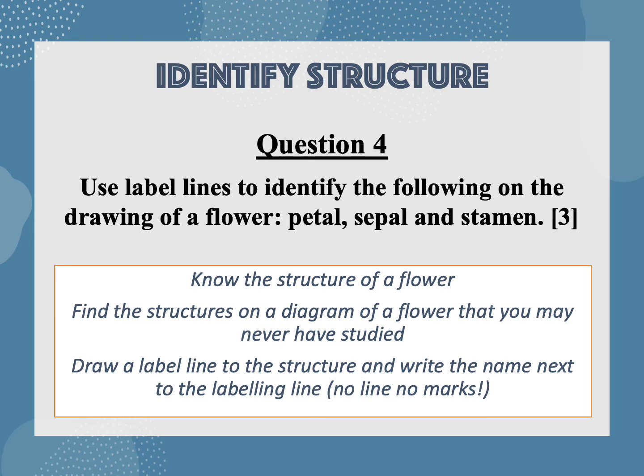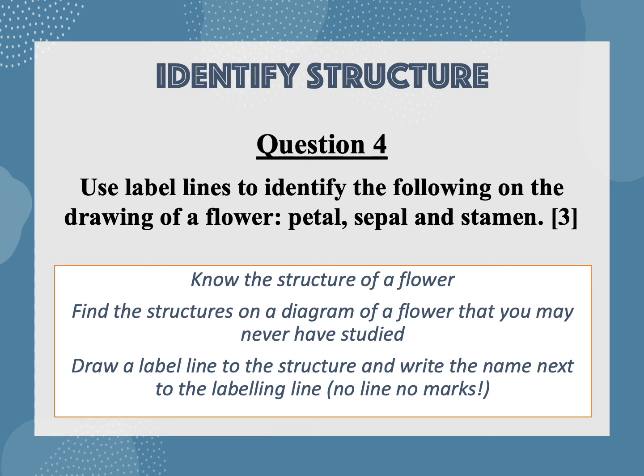Use the label lines to identify the following on the drawings of a flower: petal, sepal, and stamen. 3 marks will be given for this question. So, students, you need to know the structure of a flower clearly. And you need to find the structures on a diagram of a flower that you may never have studied.